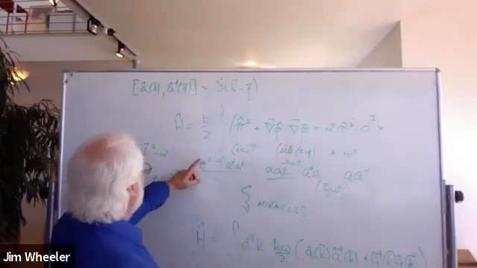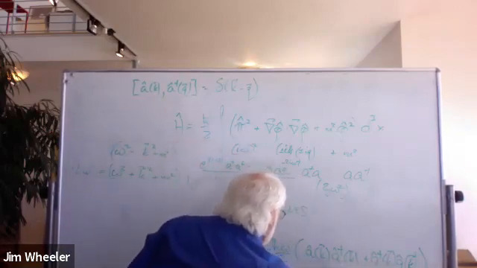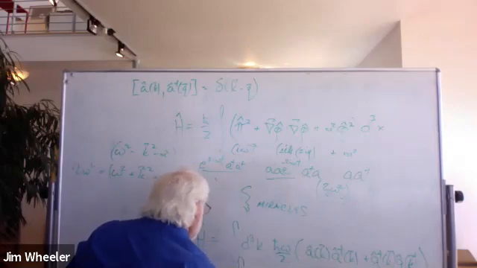Now, if I use the commutator here, there was a 2 here. This 2 matters. But if I commute this pair, A dagger, I can write it as.